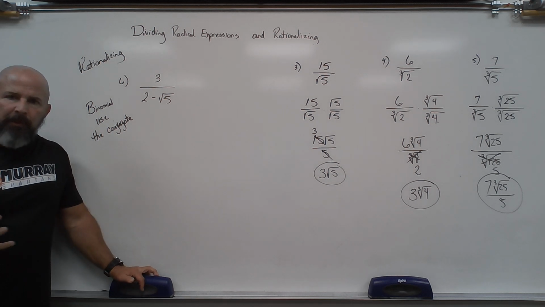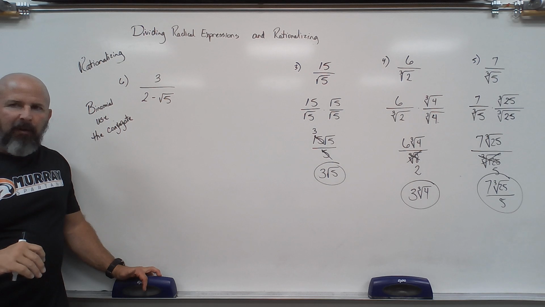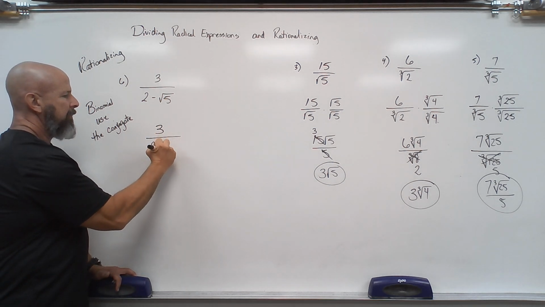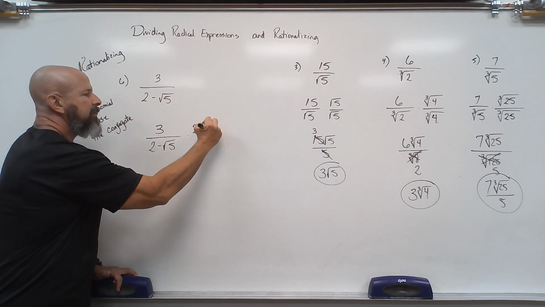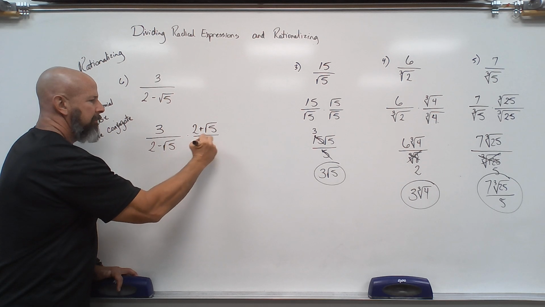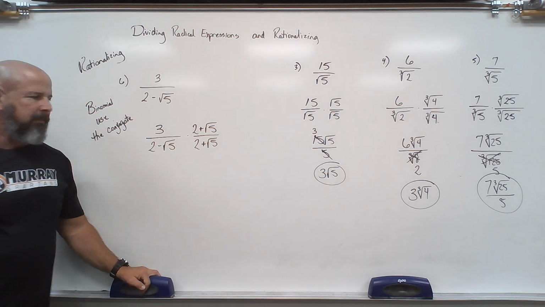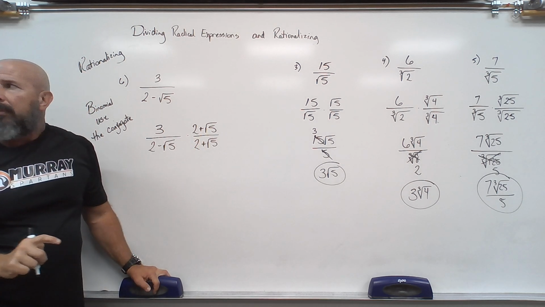So I'm going to have to do some multiplying to get rid of that radical. The conjugate's what's going to help me get rid of that radical. So 3 over 2 minus root 5. The conjugate would be 2 plus root 5. That would be the conjugate. So it's going to be that middle sign that changes.